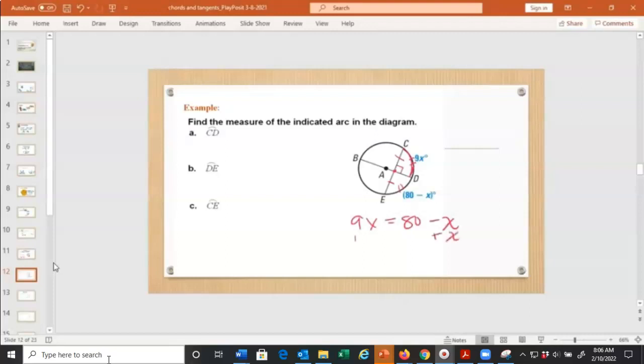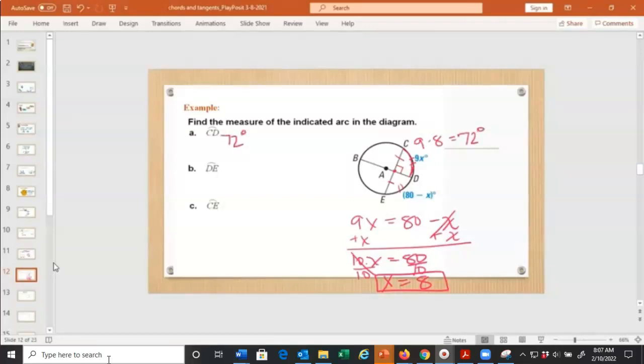So we're going to get x by itself on one side. So that's 10x equals 80. And then keep solving. We're going to divide by 10. So x equals 8. Once you find x, we can go ahead and plug it into these to find the solution. So 9 times 8 is 72 degrees. So CD is 72 degrees.